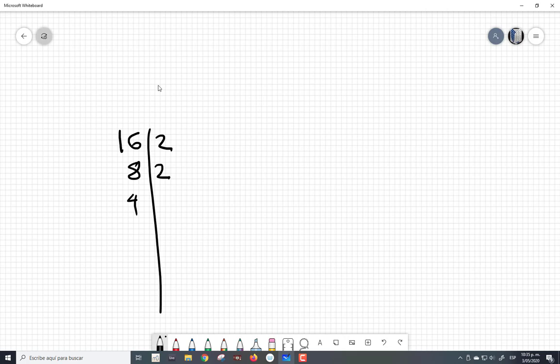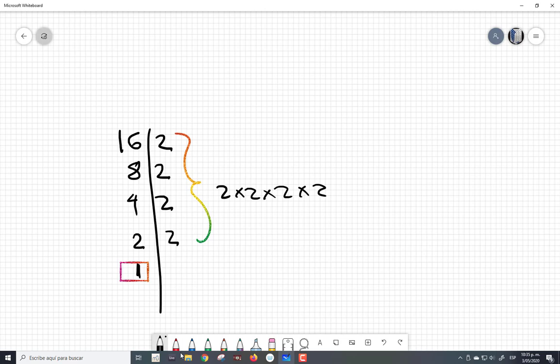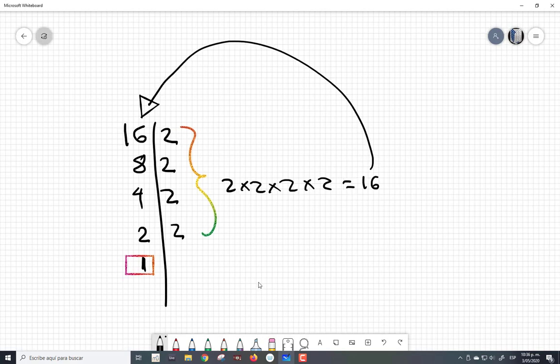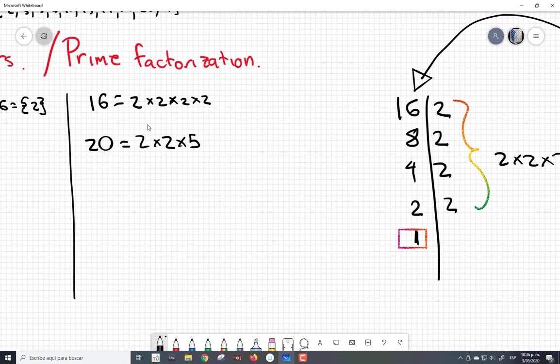Can you continue with the 2? Yes. The result is 2. Can you continue? Yes. And the result is 1. Once we get to the number 1 here, it means that we finished, and that these numbers, if you multiply them, 2 times 2 times 2 times 2, you are going to get 16. You are going to get this number. Look, the result that we got here is the same that we got here.